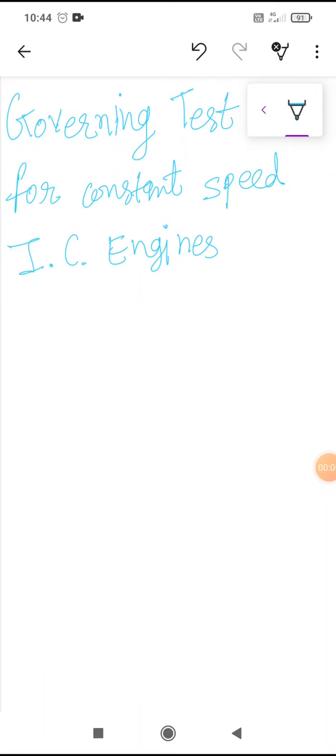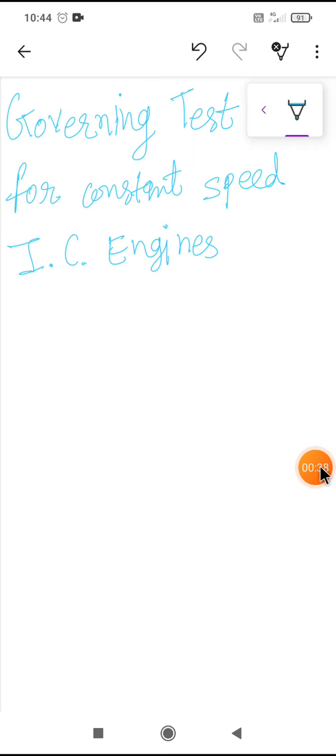Guys, in the last lecture we have seen various performance characteristics of IC engines, that is for CI engine and SI engine, and how performance varies based on speed and power. We have also seen different graphs of brake power, indicated power, and specific fuel consumption. Today we are going to see the governing test for a constant speed IC engine.